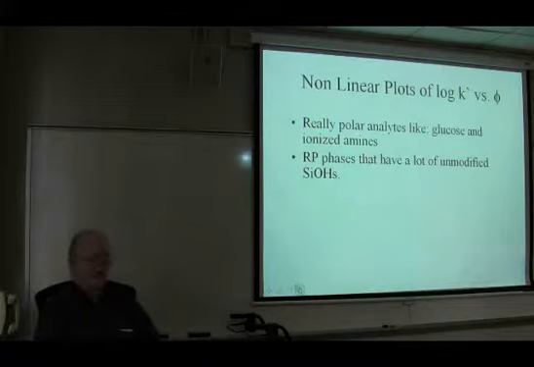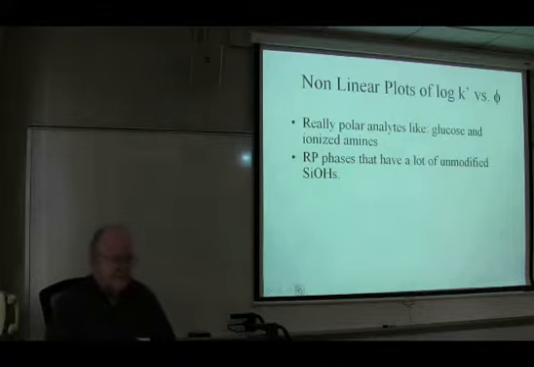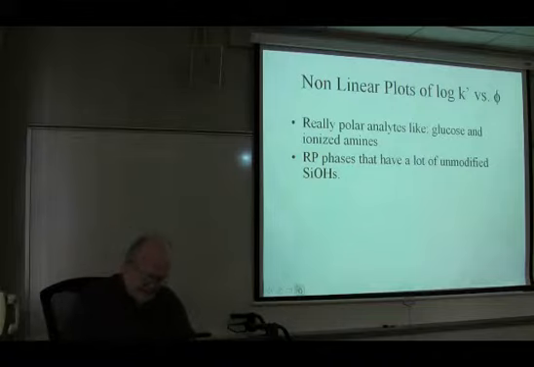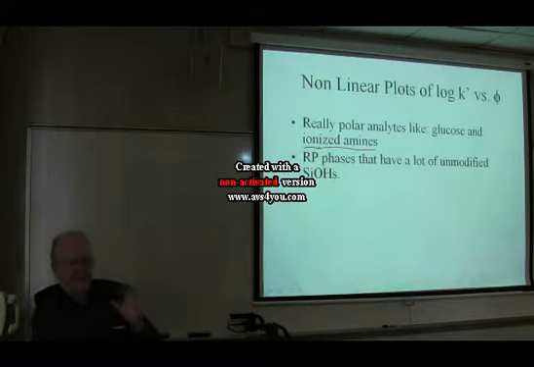Okay, nonlinear plots of log k prime versus phi. This may happen when you have a really polar analyte, something like glucose with 5 or 6 OH groups. Any biochemist, how many OHs does glucose have? Should be 6. Yeah, 6. That's pretty polar. Another type of solute that has a big effect is whether you have an ionized amine or not, and these sorts of issues can lead to a curved plot.